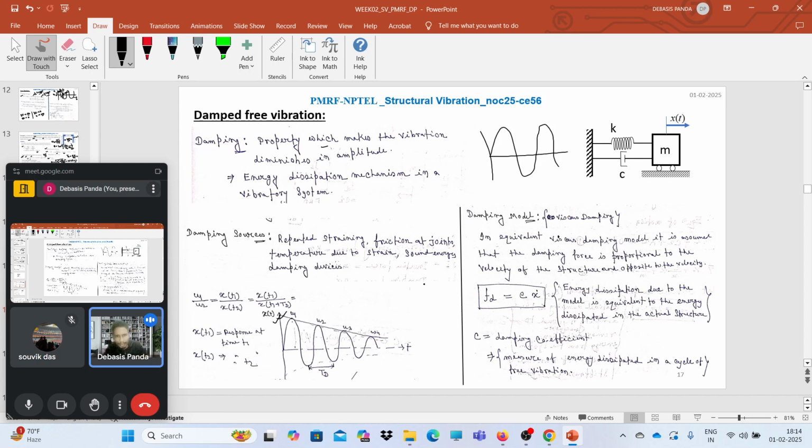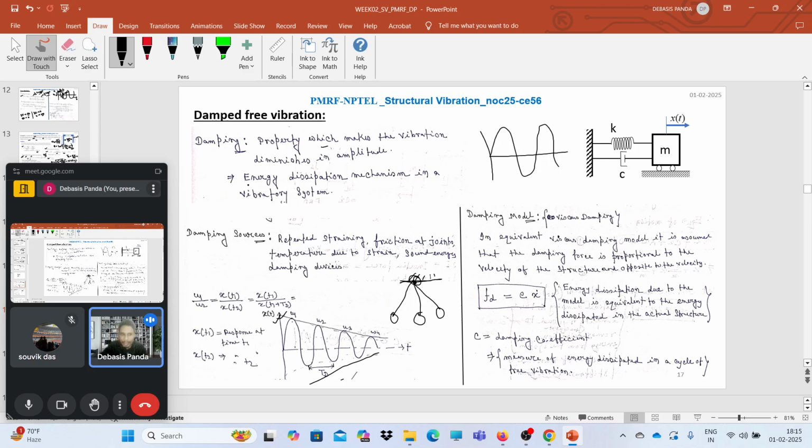For example, if we have a pendulum and we provide some initial displacement and leave it to vibrate, it will vibrate, and obviously there will be drag force of the wind and friction. That means damping will come, and over the period of time the amplitude of the vibration will diminish, based on the quantity of damping present in this system. So damping is the energy dissipation mechanism in a vibratory system.